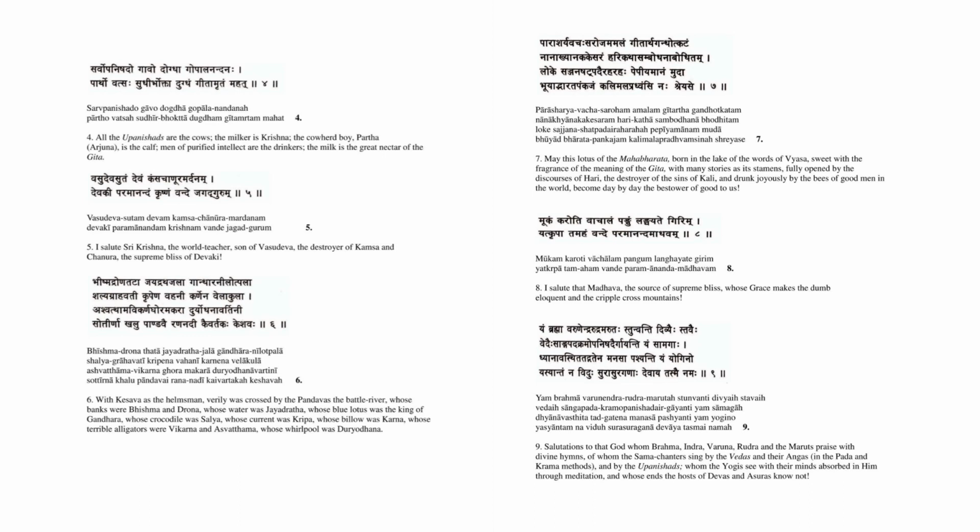So dhyanam. First shloka. We are on shloka number 5. Vasudeva sutam devam kamsa chanura mardanam devaki paramanandam krishnam vande jagadgurum. Starting with the first, Vasudeva sutam.